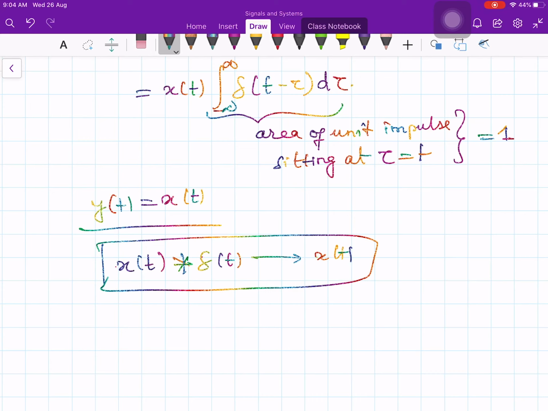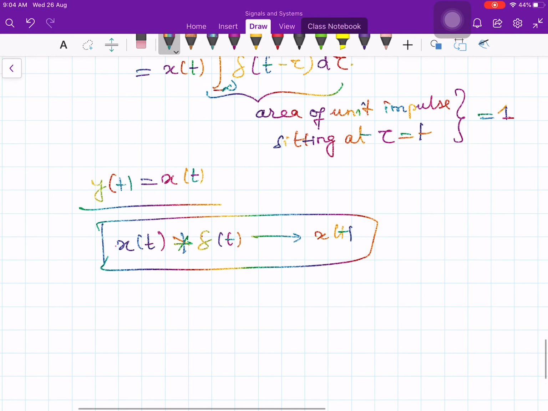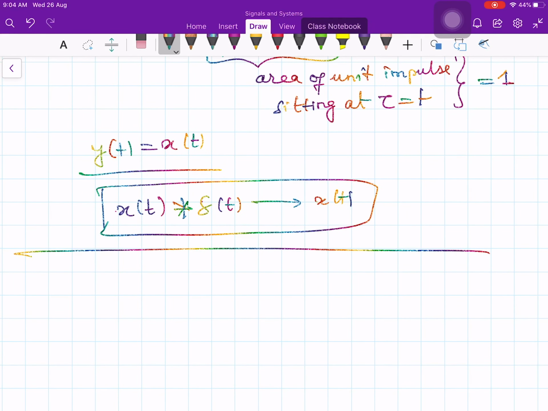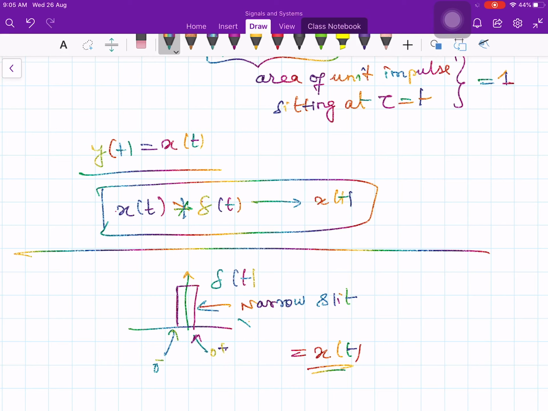Of course, in practice you may not have a delta function exactly at t equals 0, but if you have a narrow slit like this, with this point at 0 minus and this point at 0 plus, and you do the same convolution whatever we did till now, then you get an output which closely resembles x of t itself. You will get almost the same x of t. That's why I put an approximation symbol here.